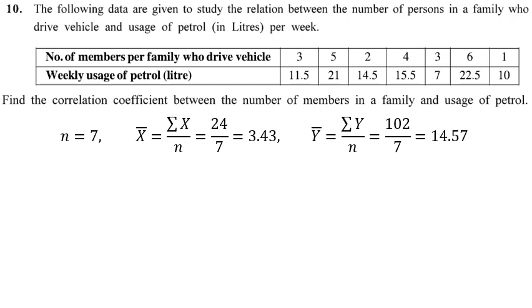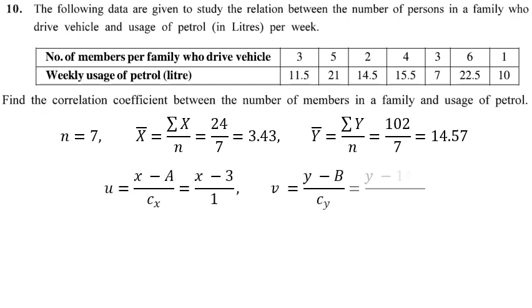and I will be subtracting a good value. So u will be x minus 3 upon 1 and v will be y minus 14.5 upon 0.5. Right now I haven't multiplied with 10, as you can see here. Why? What was the reason I didn't multiply with 10? Simple. Look at the values here. 0.5, 0.5, 0.5, 0.5. Nothing else. No 0.1, no 0.2, no 0.3: 11.5, 14.5, 15.5, 22.5.